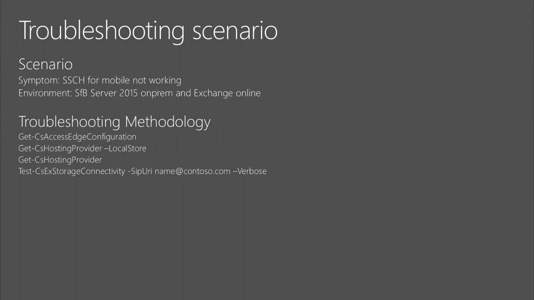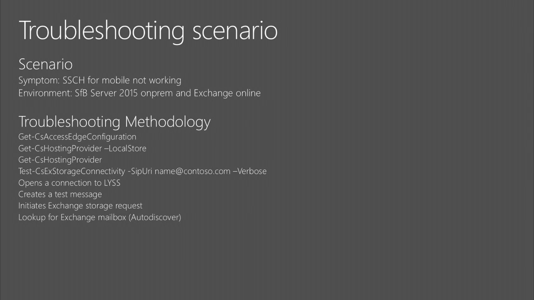The best test for the server-side conversation history feature is to run this synthetic transaction, which is Test-CsExStorageConnectivity. You specify the user's mailbox, use the verbose switch, and it will open a connection. You are running it on the front end. It will open a connection within the front end to the Lync storage service. It will create a test message, which of course is not visible, and it will initiate an Exchange storage request.